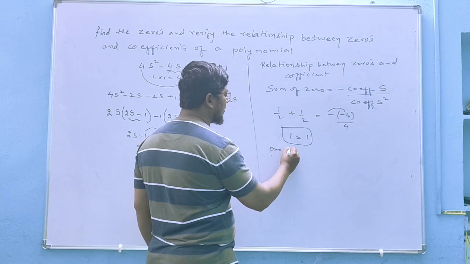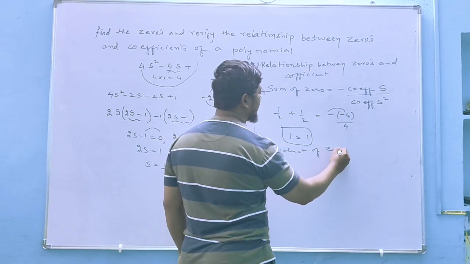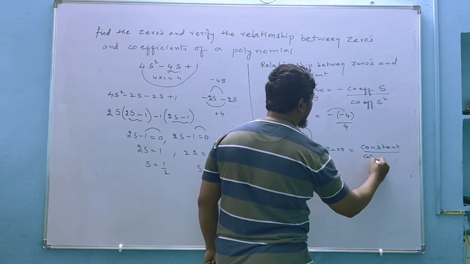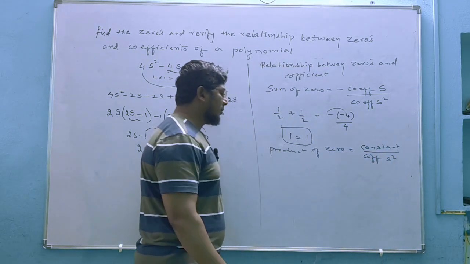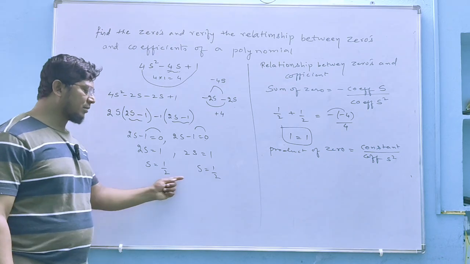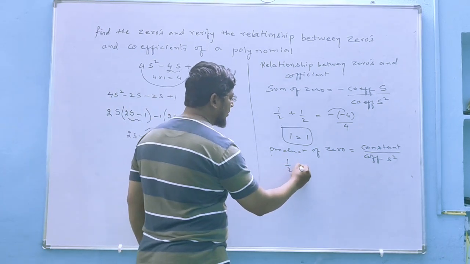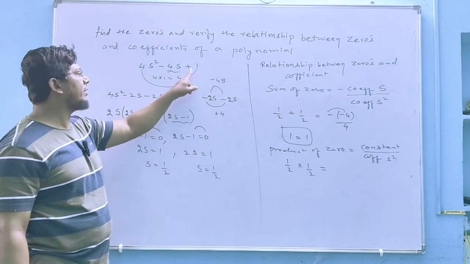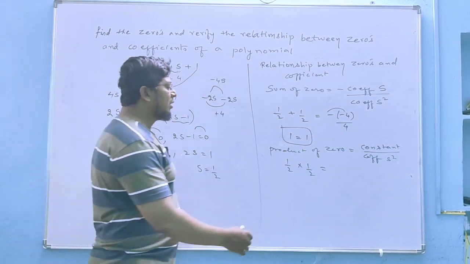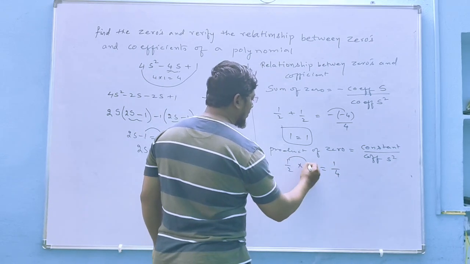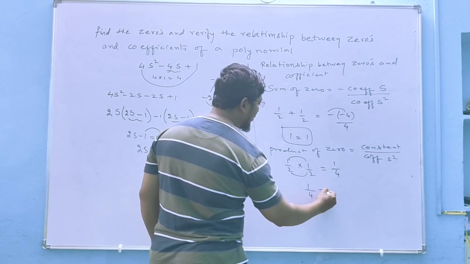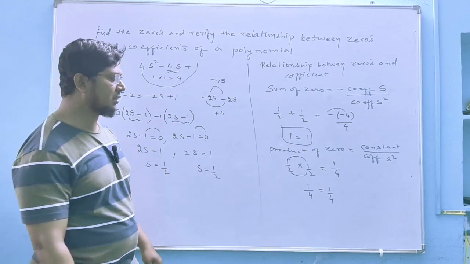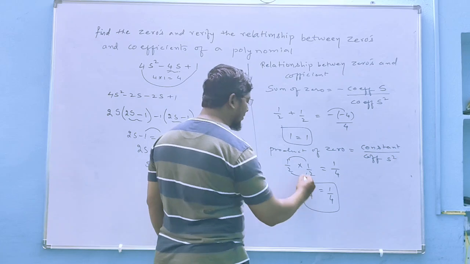Next, product of zeros is equal to constant upon coefficient of s square. So product means multiplication: 1 by 2 into 1 by 2 is equal to constant upon coefficient of s square. What is the constant here? 1 is the constant, and what is the s square coefficient? 4. We can say 1 upon 4. 1 1 is a 1, 2 2 is a 4, 1 by 4 is equal to 1 by 4. LHS is equal to RHS, verified.